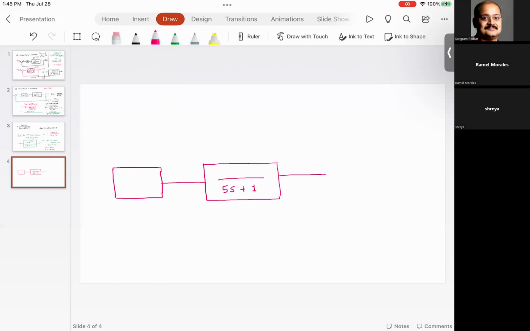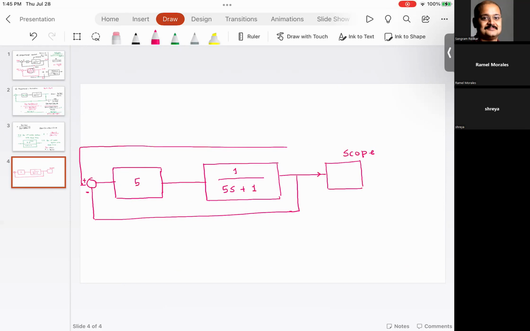And in this block, I'm going to add a proportional control. And this proportional control is just, say, 5, which is then here. You will have negative, you'll have positive, and connect this to a scope. And from here, connect one more thing to the scope.